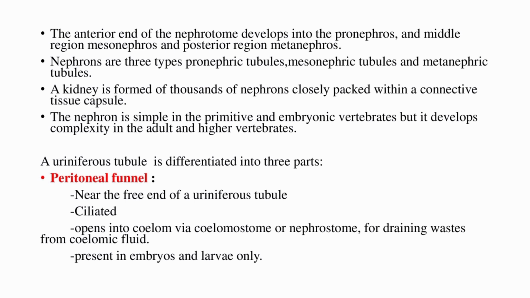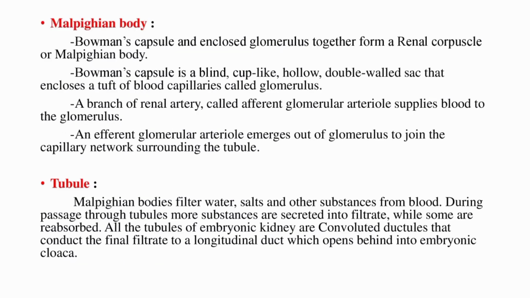First one, peritoneal funnel near the free end of a uriniferous tubule, ciliated, opens into coelom via coelomostome or nephrostome for draining waste from coelomic fluid, present in embryos and larvae only. Next, second one, Malpighian body.